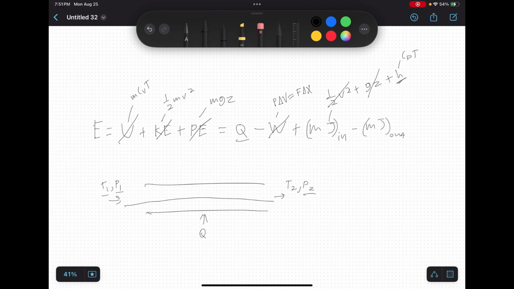It's going in and going out. Nothing's staying in the system. So if something's going in or going out, we use H. If something is in the system and stays there, then we use U. And the only difference is U is Cv and H is Cp.